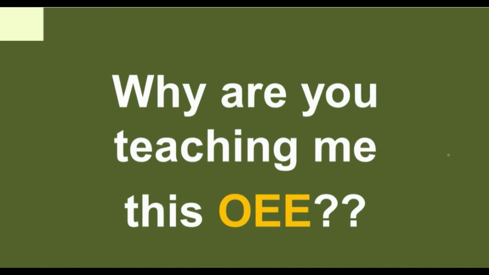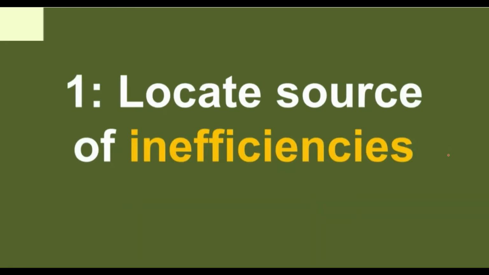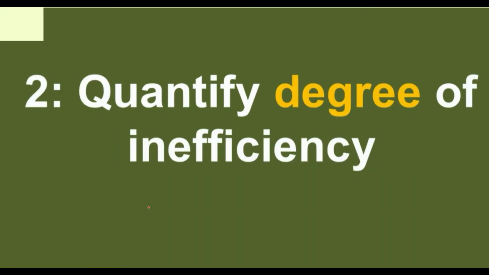Why am I teaching you this? First of all, OEE allows you to locate the source of inefficiencies. We know how important it is in lean to get rid of inefficiencies as much as possible. Where they are located, in which area of operations exactly, what the source of them is, that's something that OEE can help you with. Second of all, it allows you to actually quantify the degree of the inefficiency.